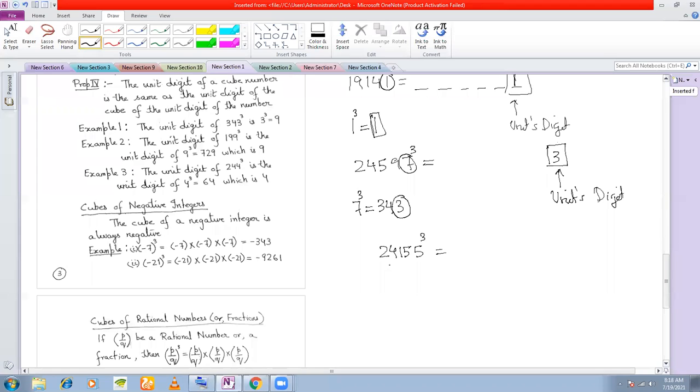What should be the units digit here? 5. Why 5? Because you take the units digit of this number and cube it. How much do you get? 125, right? And what is the units digit here? 5. So therefore, here it will come 5.